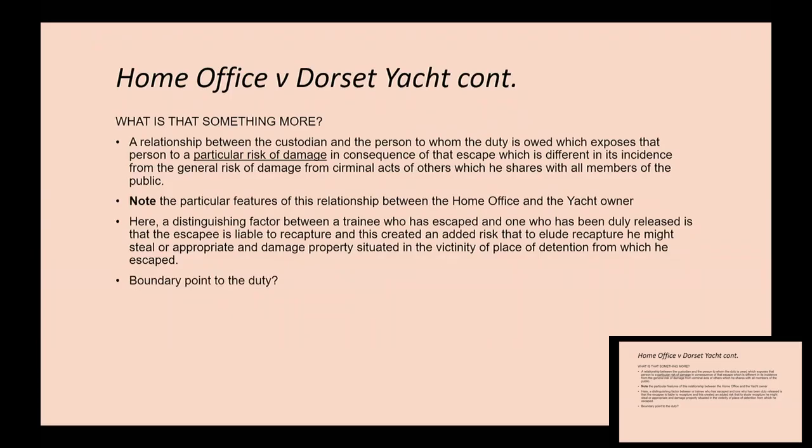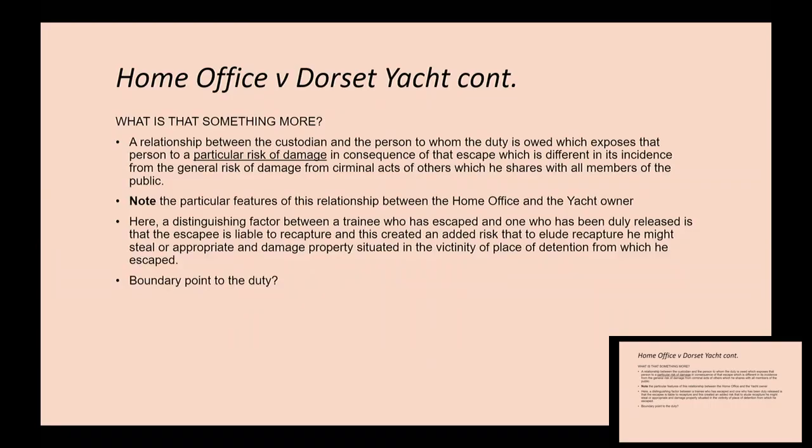What is that something more? To give rise to a duty on the part of a custodian, so the Home Office or the Corrections Department, we would call it in New Zealand, owed to a member of the public to take reasonable care to prevent a borstal trainee from escaping from his custody before the trainee's sentence is complete, there needed to be a relationship between the custodian and the person to whom the duty was owed that exposed that particular person to a particular risk of damage and consequence of their escape, which is different in its incidence from the general risk of damage he shares with all members of the public.